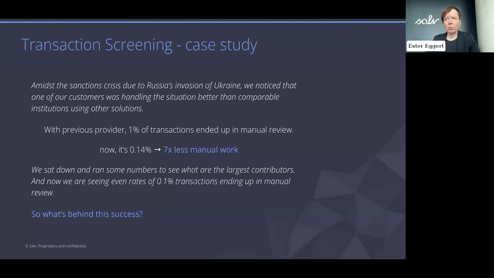And at that point in time, this is where the case study comes from. What we noticed is that with our product, this is about one specific customer, they had a percentage of transactions that end up in manual review. By manual review, we mean someone needs to check them before the transaction can proceed.